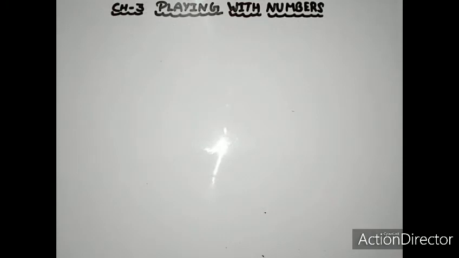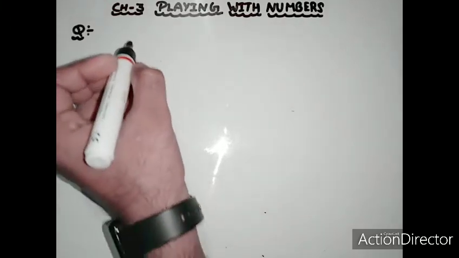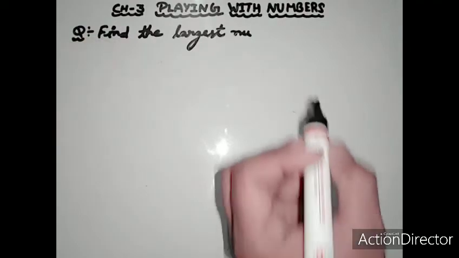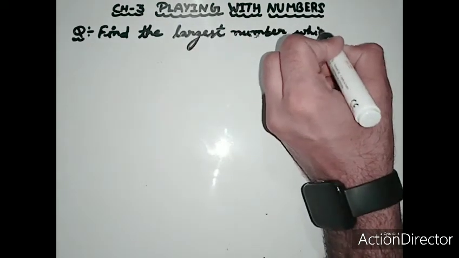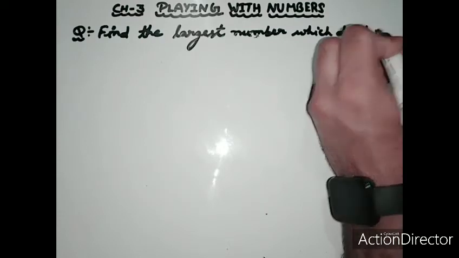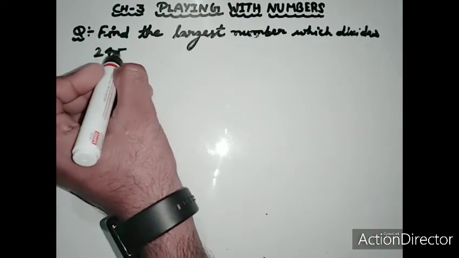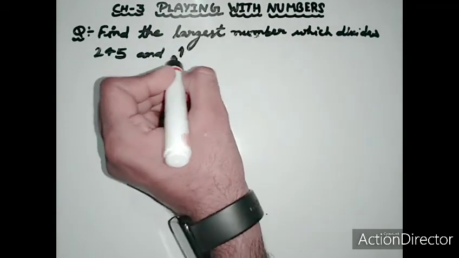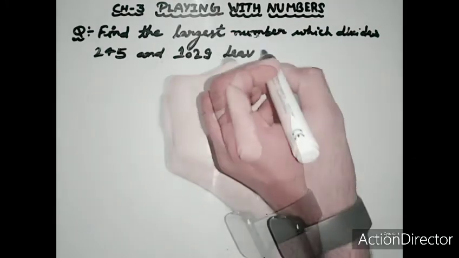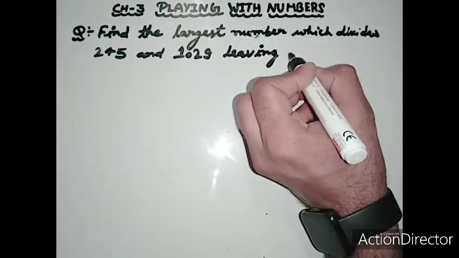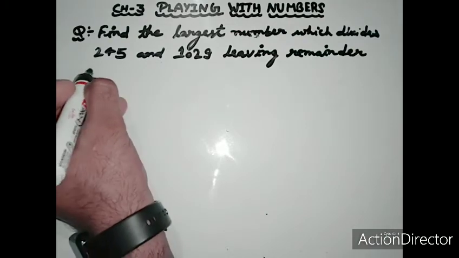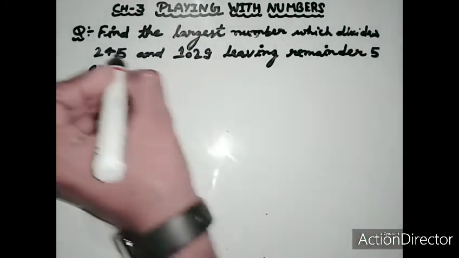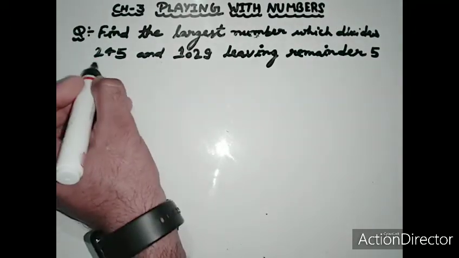Right friends, here I solve some other questions related to HCF. Now the question is, find the largest number which divides 245 and 1029 and leaves remainder 5 in each case.